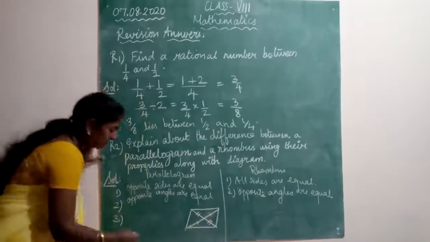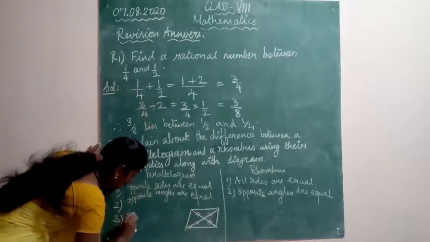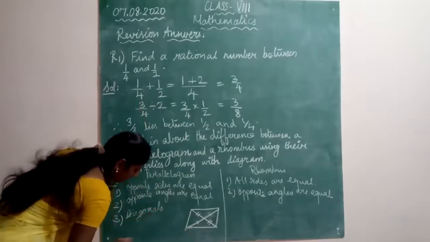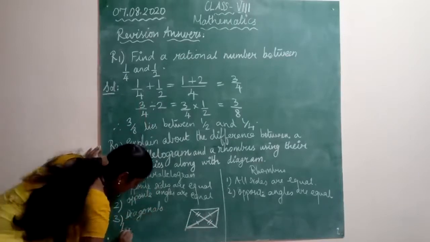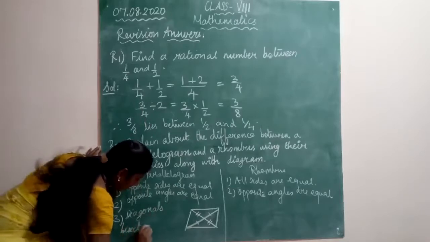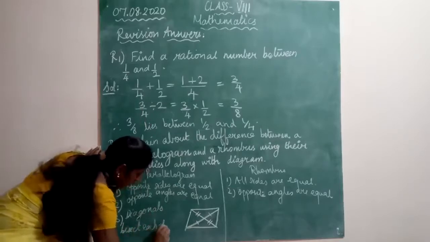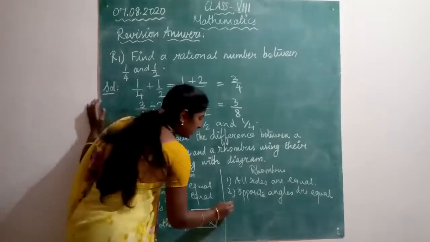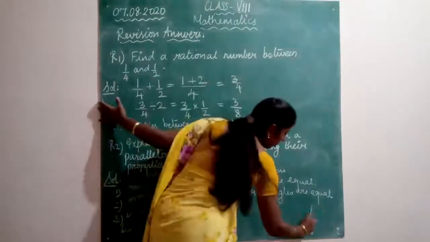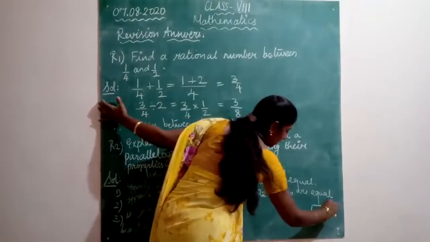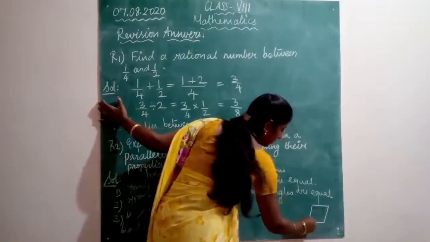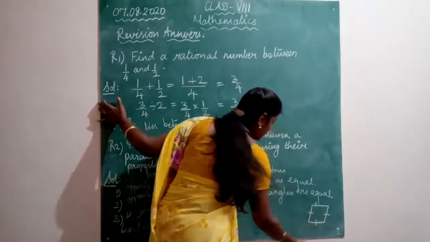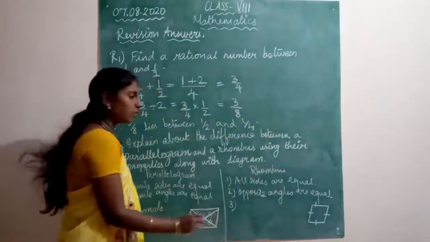So here you will write diagonals bisect each other. Okay, that's all. And here, this is a rhombus with all sides equal and opposite angles equal. Like a square, all the sides are equal, but all angles are not equal, only opposite angles are equal.